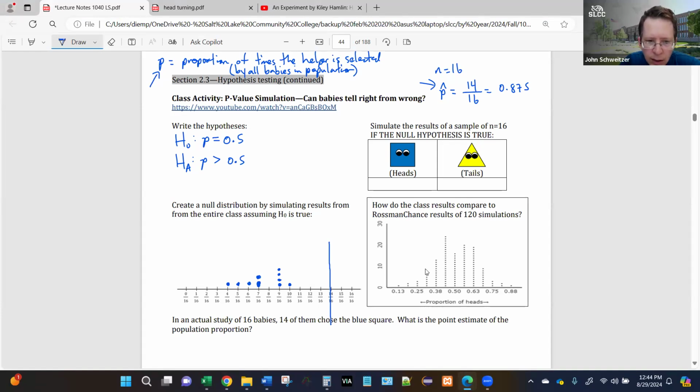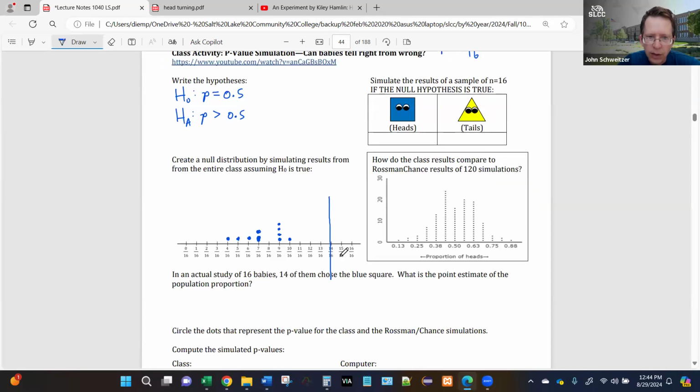And then my question is, how many of our randomizations, our simulations here, our randomly created simulations, did we get a result as extreme or more extreme? Don't worry about it. It's not a big deal. Thanks for trying.